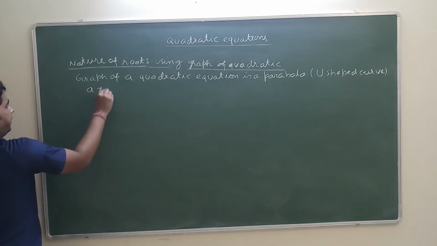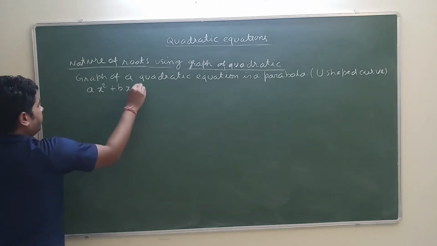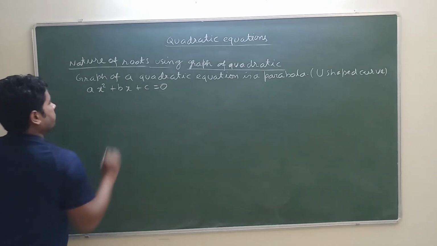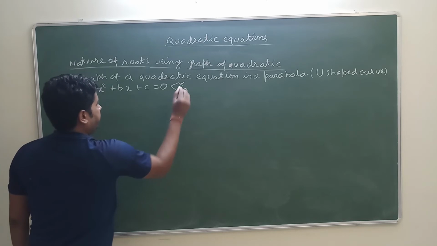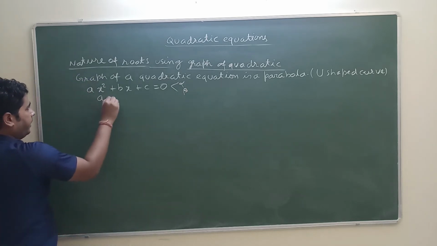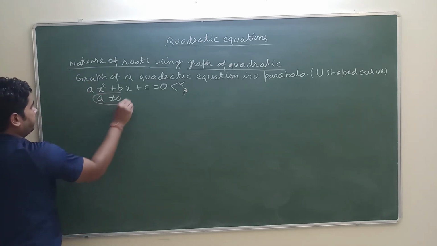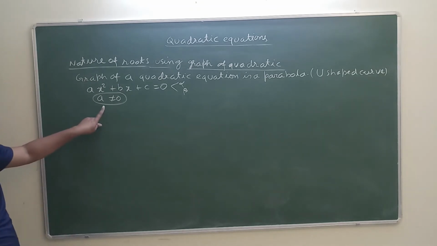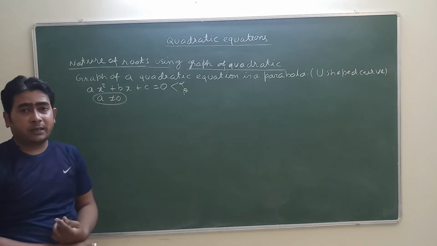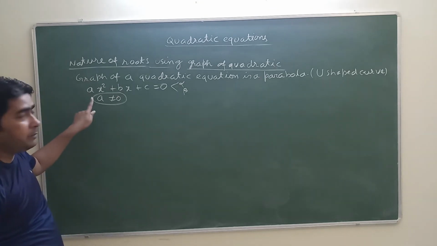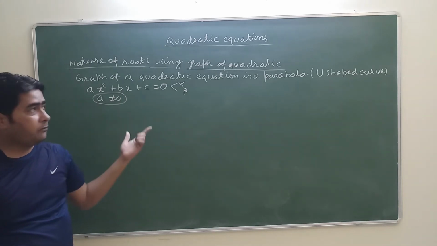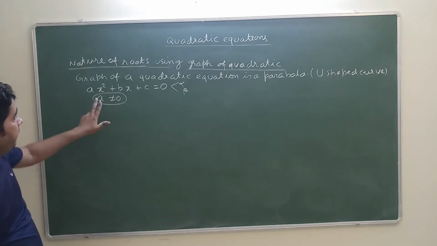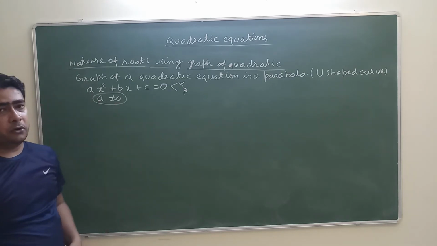So, if the equation is like this, where alpha and beta are the roots and the leading coefficient is not equal to 0. I am writing this again and again because this is a very important step. The leading coefficient can't be equal to 0. If a is 0, then this will be a linear equation, and the graph will be a straight line. It will be a parabola only if a is not equal to 0.